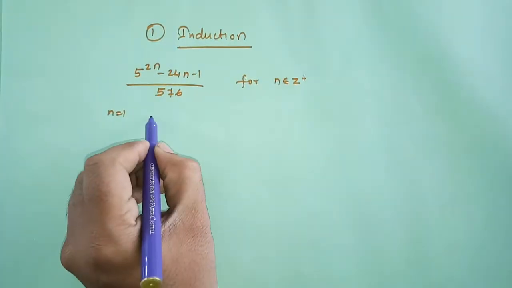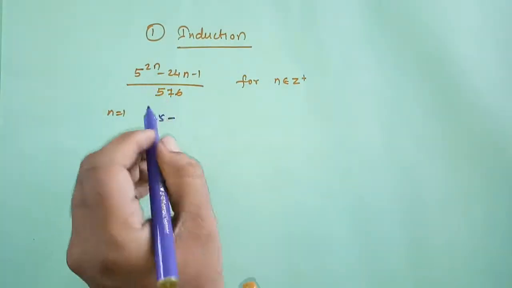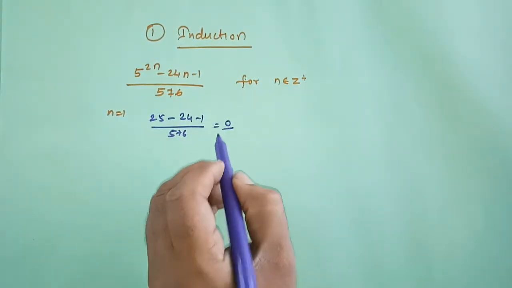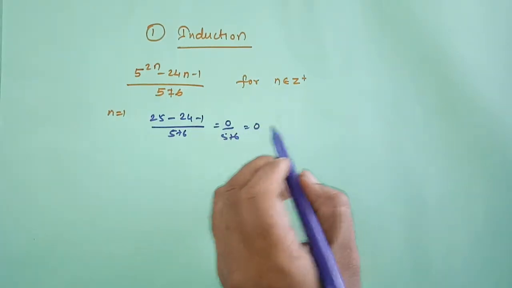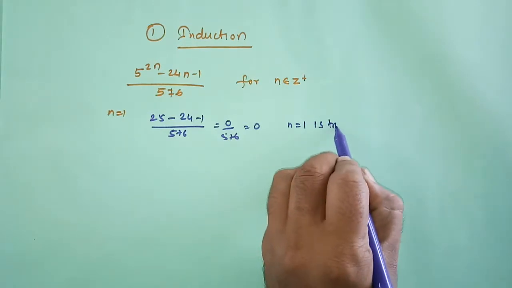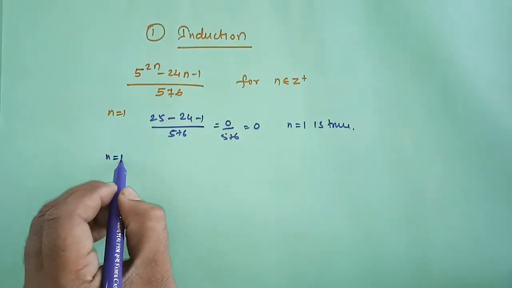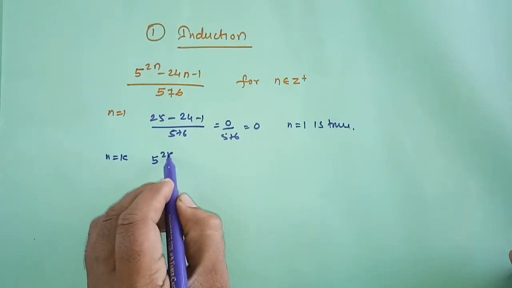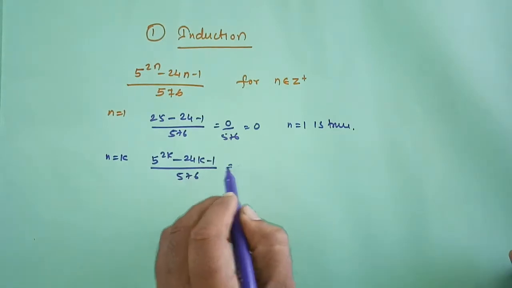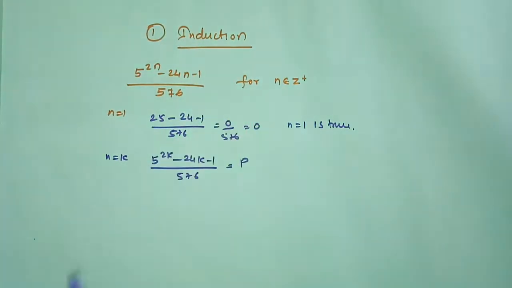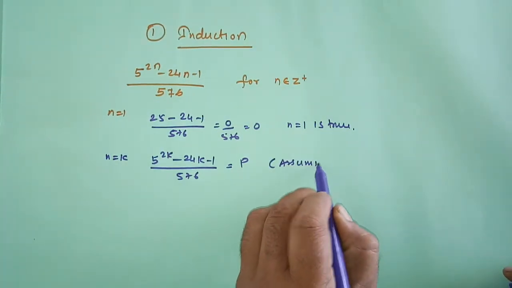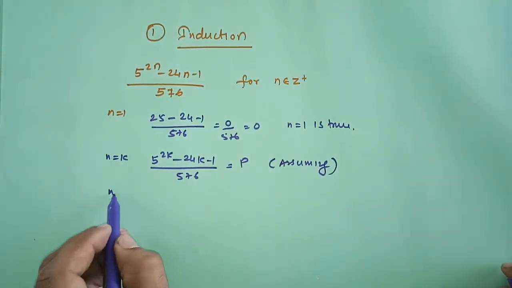When you take n as 1, you get 25 minus 24 minus 1 over 576, which is 0 over 576, which is 0, which is an integer. So n equals 1 is true. Now you start with n equals k. So it becomes 5 to the power 2k minus 24k minus 1 over 576. This should be an integer. Let's say I'm assuming the integer p, if it is divisible. So assume that this is true. Now using this, I'm going to prove n equals k plus 1.